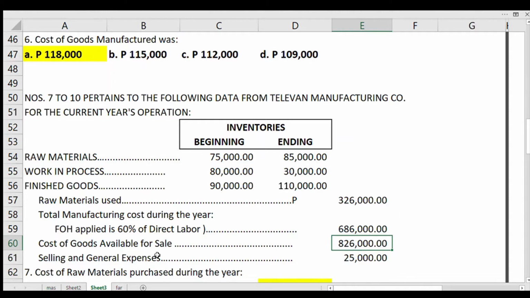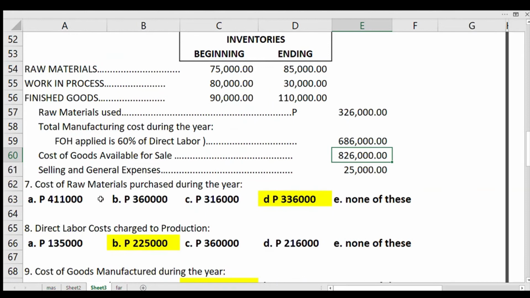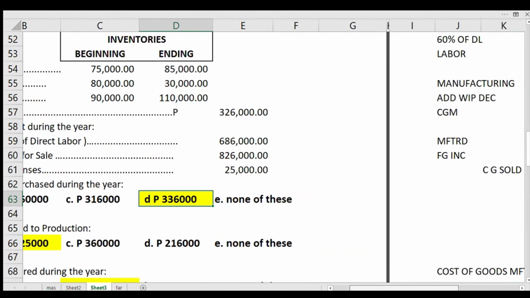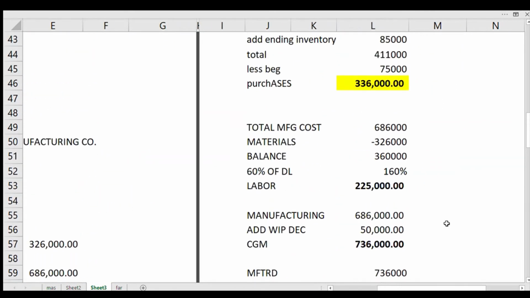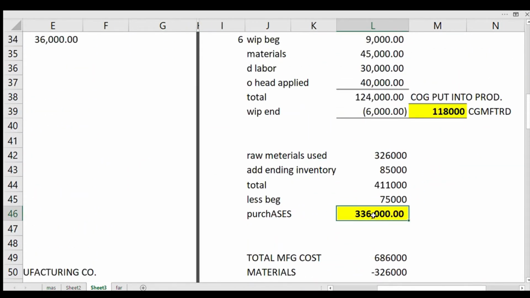826,000, and selling and general expenses 25,000. The question is, cost of raw materials purchased for the year. So the answer is 336,000. So let us compute. How did we get the 336,000? Okay, there you are.